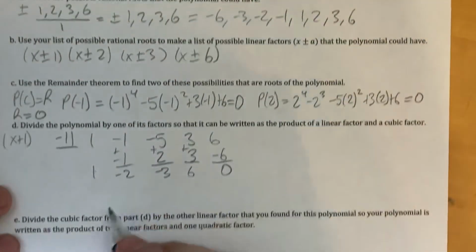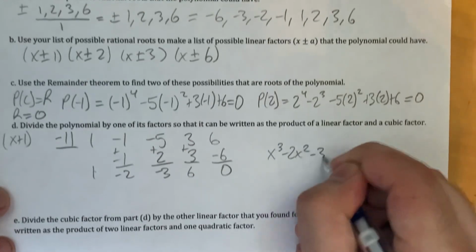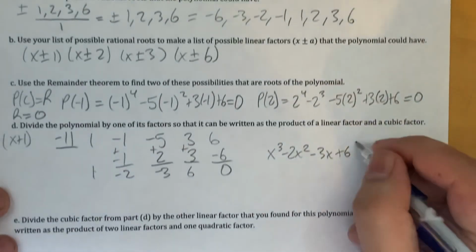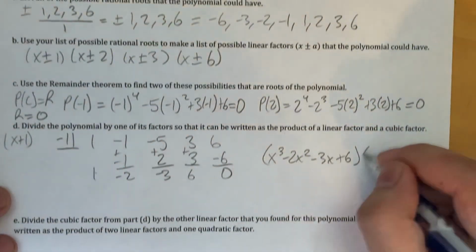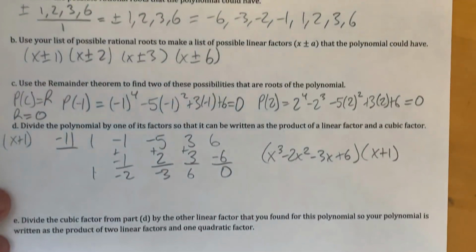So let's write the new cubic factor. X cubed minus 2x squared minus 3x plus 6. That's one of our factors. And then it's asking us for a product of the linear factor. Well, what do we just divide out? X plus 1. There we go.